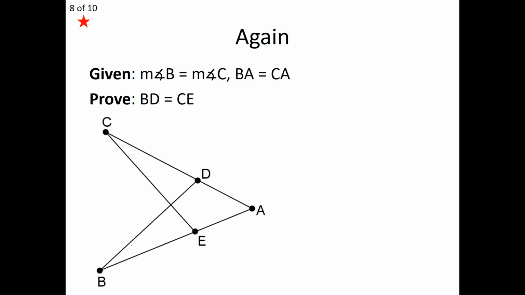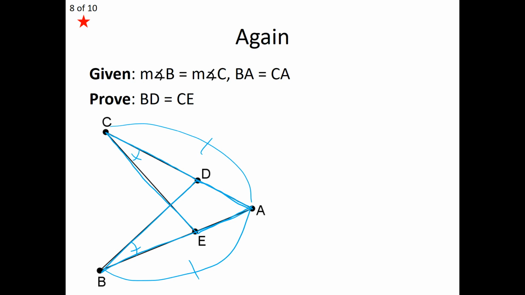So we're given that angle B and angle C are equal, and we're also given that the entire length AC and the entire length BA are equal. Now, what can I then do with this? Well, as it turns out, we do have two triangles in here. They're really hard to see. Let me point one out to you. ACE and ABD. That is actually two pairs of triangles that overlap.